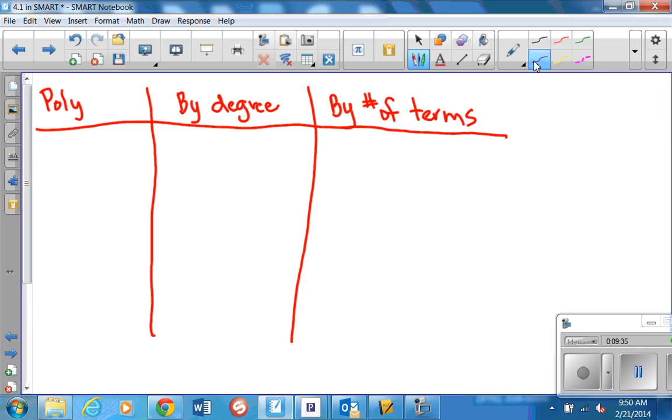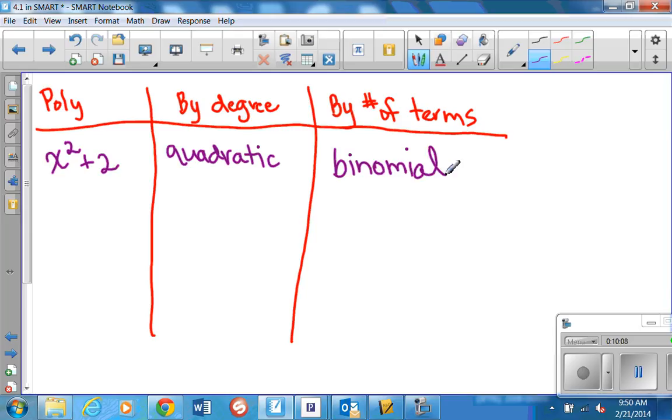So, if I give you x squared plus 2, by degree, what would that be? Okay, and what do we call a 2 degree? Quadratic. So it's a quadratic when you're talking about the degree. Number of terms, what would that be? How many terms do I have? And what do we call something with two terms? Binomial. Yeah. So this is a quadratic binomial. Makes sense. And you know all that? You just may have never put it together in your head.